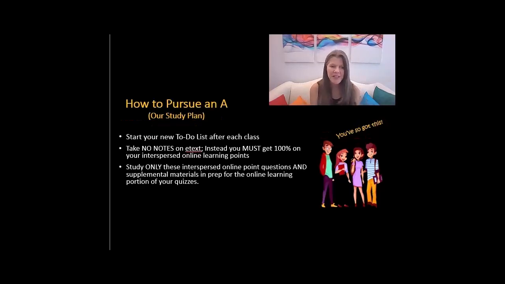Now, step 2 to getting an A is not taking notes in the online learning part. So when you are doing your online learning only, do not take notes. Instead, take these interspersed online learning points as many times as needed to get 100% before moving on in your reading. Okay? So it's super important to get 100% on these.